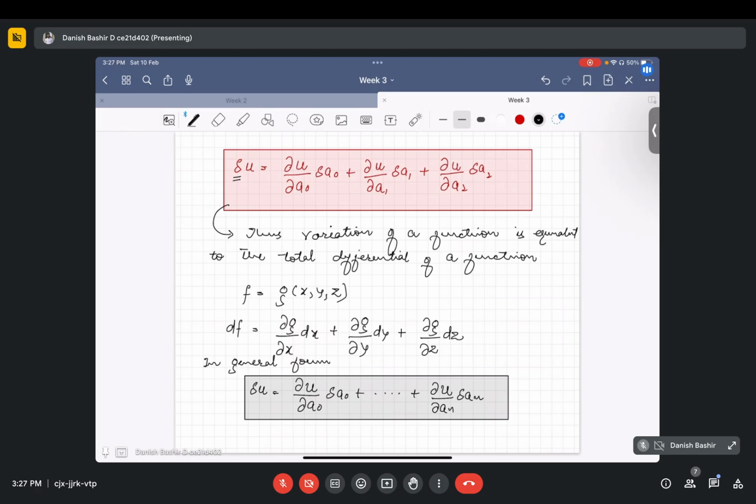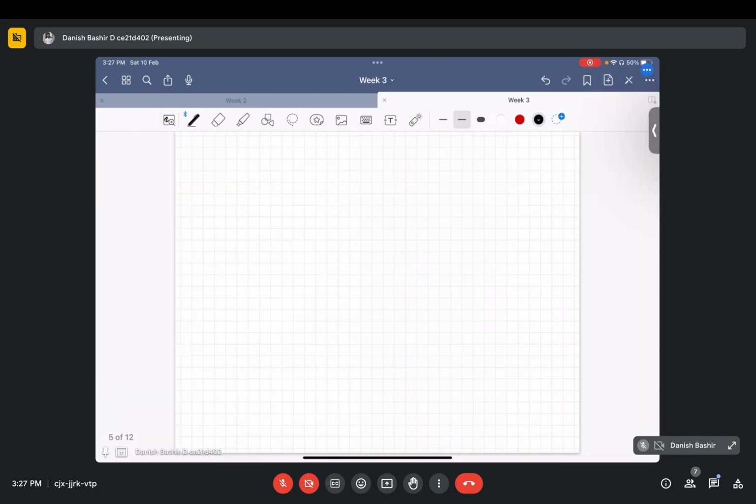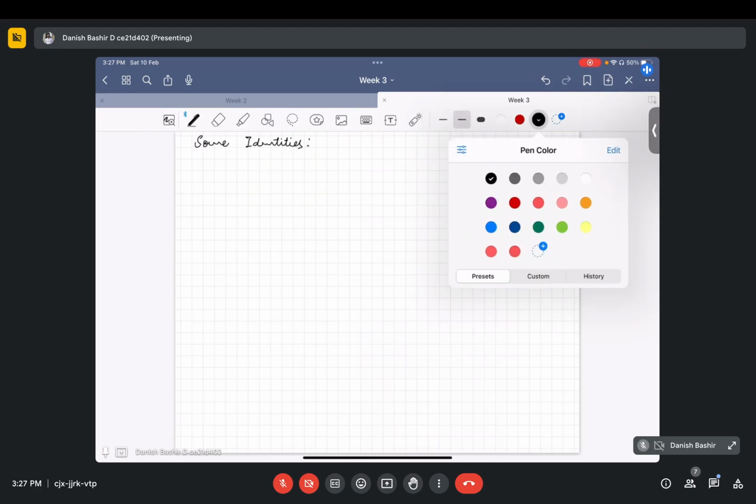Now moving forward, we have some identities that we will be using if we have to find the variation. We have basic identities like a plus b whole square is equal to a square plus b square plus 2ab. Similarly, we have identities for the variation of a function as well.